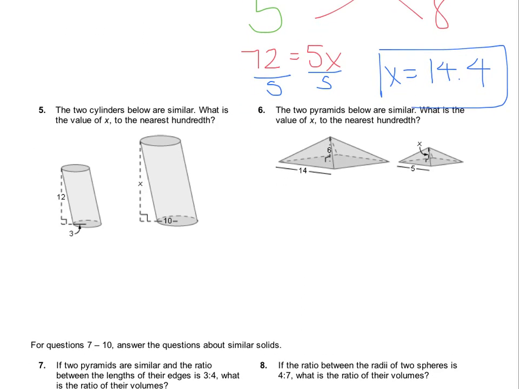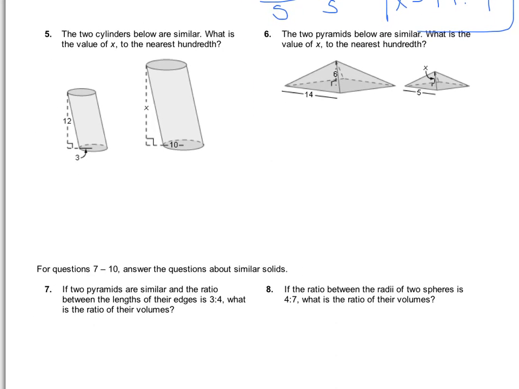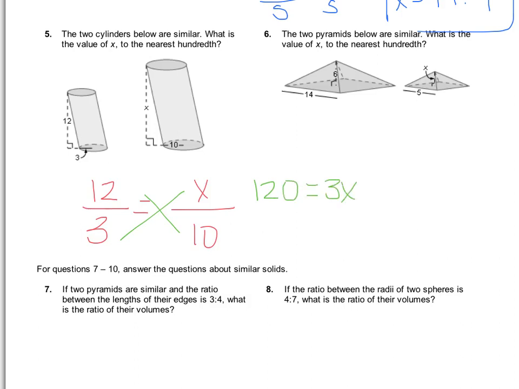Number 5, the two cylinders are similar. What's the value of x to the nearest 100th? Exact same principle. Cross multiply and divide. So I have 12 over 3 equals x over 10. So I'm going to cross multiply. That gives me 120 equals 3x. I'm going to divide both sides by 3, and I get that x equals 40. So that means my missing height here would be 40.